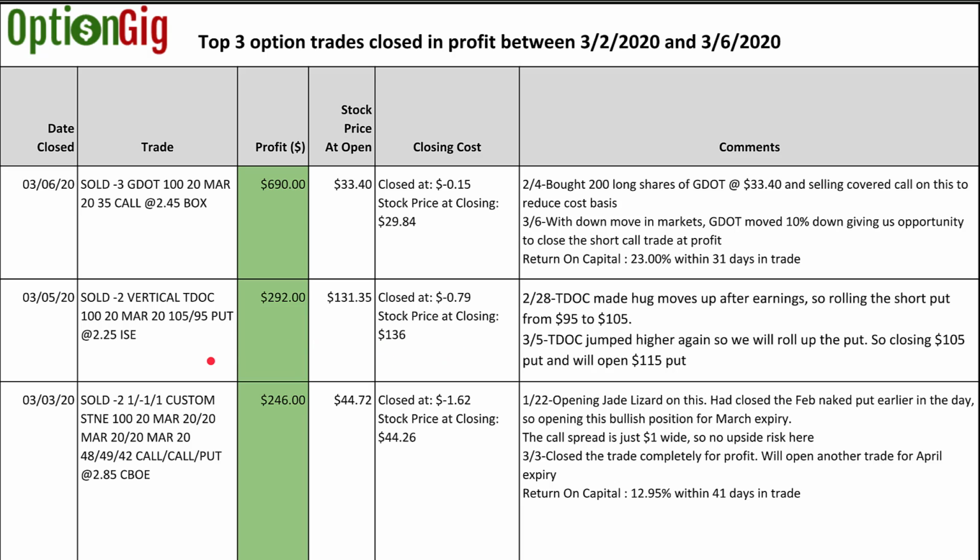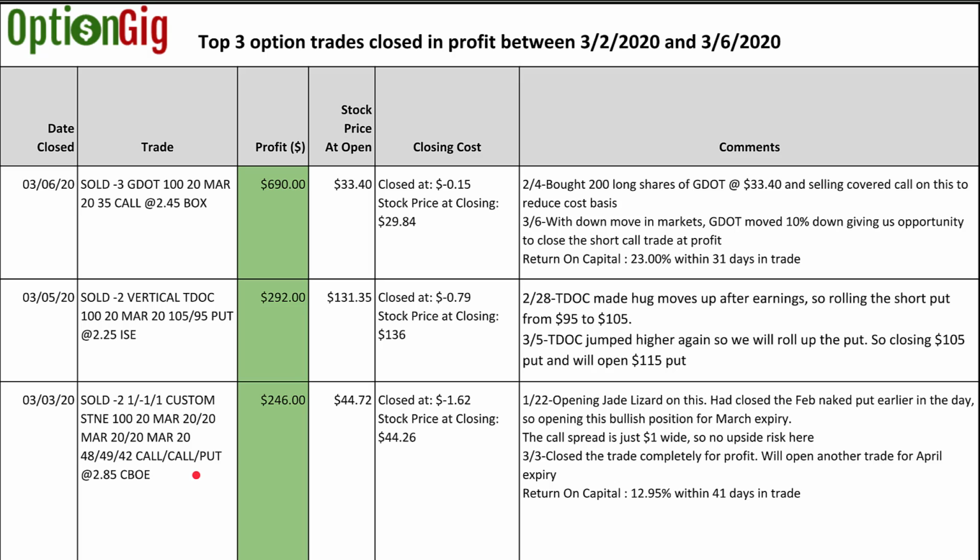Okay. The next one I want to talk about is Stone Co, ticker symbol STNE. We had kind of a jade lizard trade on it, which means I sold a 42 short put and a 48/49 call spread. We opened this trade on the 22nd of January when the stock was trading at $44.72.